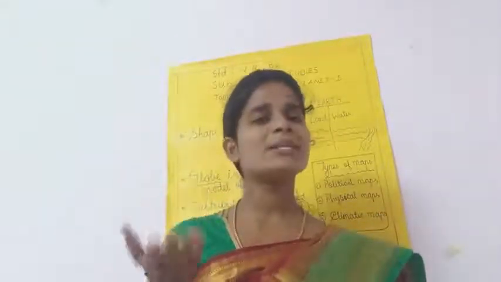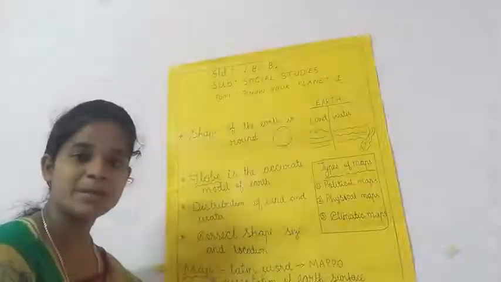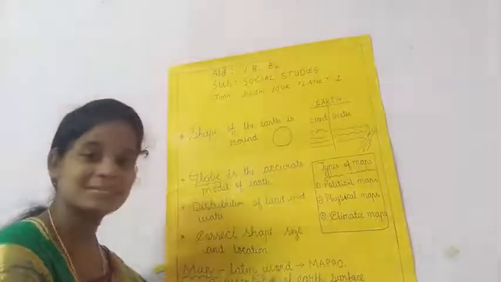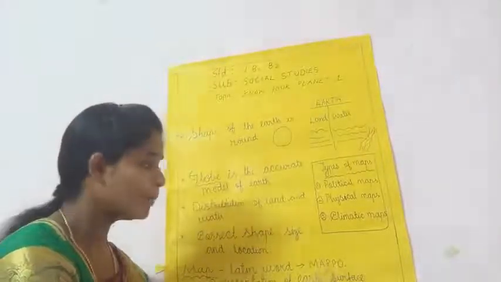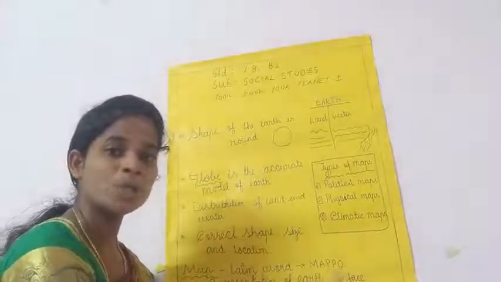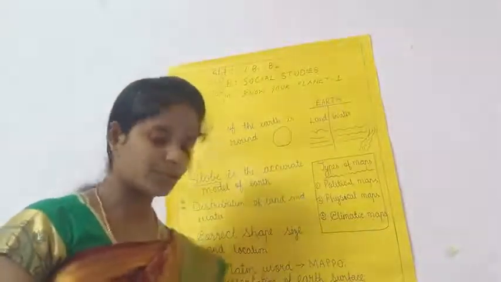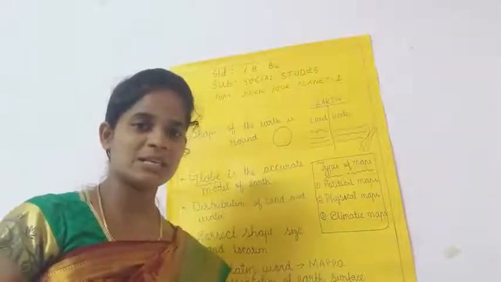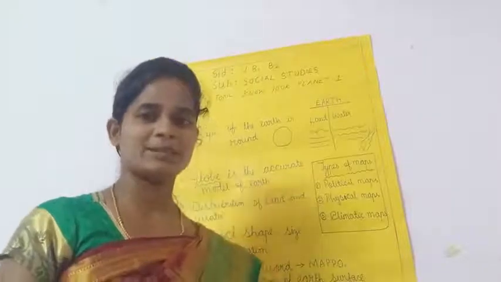Now map. What is map? First we'll know the meaning of map. The word map comes from a Latin word, mappo, M-A-P-P-O. It means napkin, which we can use as we need it, and we can just throw it. It can be a paper. Use and keep it back. Is it so?